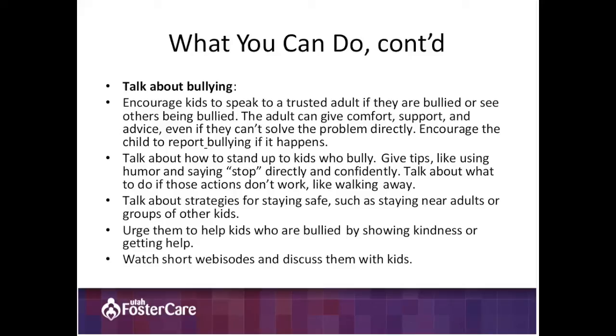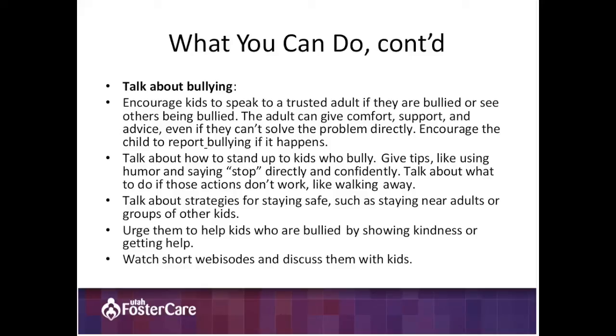And then talking about what to do if those actions don't work, like walking away, is also really important. And that ties back into, I think, the first bullet as well, when we're talking about reporting to an adult. So if they're going to walk away, talking about where they're going to walk away to can be that trusted adult like they've already identified.